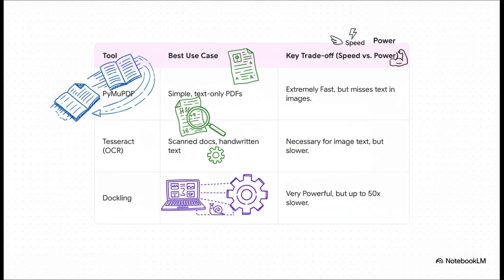It just misses it. For that, you need an OCR tool like Tesseract. It's slower, but it can actually read the text inside an image. And then you have the heavy hitters, like Docling. For those super complex modern reports with intricate tables and charts, it's a powerhouse. It preserves all that precious structure. The catch? It can be 50 times slower. So right away you have a choice to make. Do you need raw speed or do you need deep structural power?